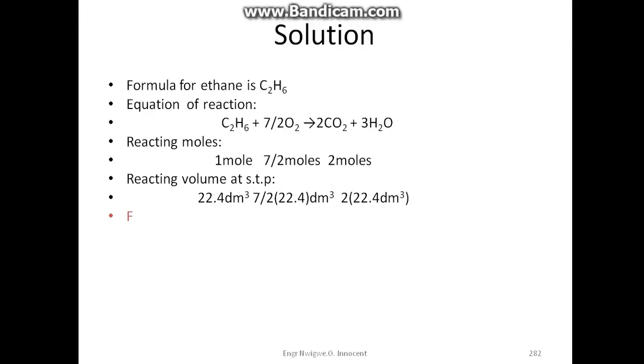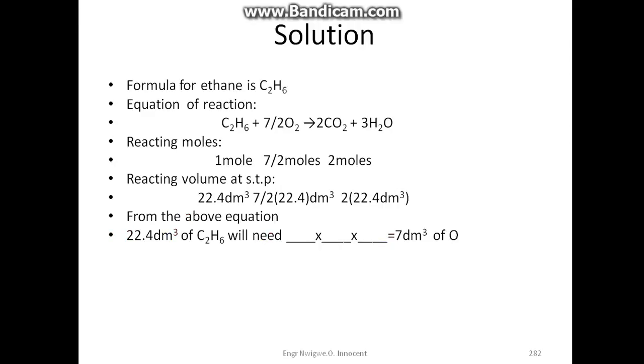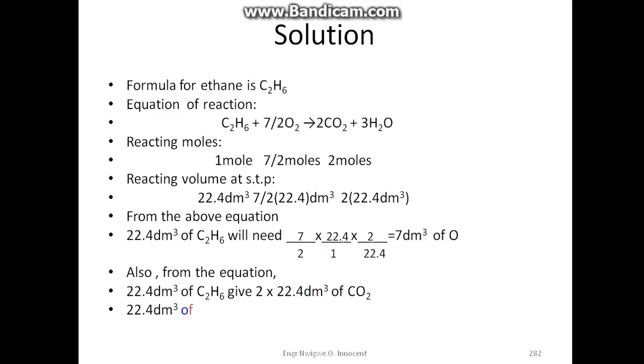From the above equation, 22.4 dm cube of ethane will need 7/2 times 22.4/22.4 times 2, which is 7 dm cube of oxygen. Also, from the equation, 22.4 dm cube of ethane gave 2 times 22.4 dm cube of carbon(IV) oxide. So 2 dm cube of ethane will give 2 times 22.4/22.4 times 2/1, which will give us 4 dm cube of carbon(IV) oxide.